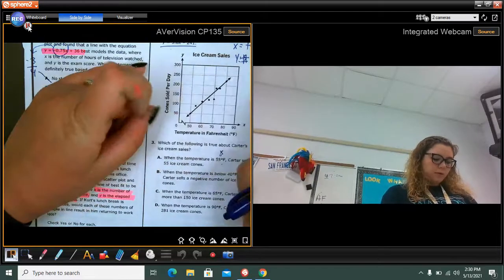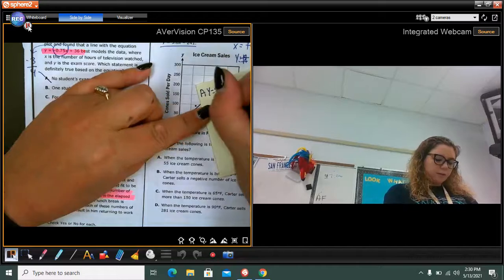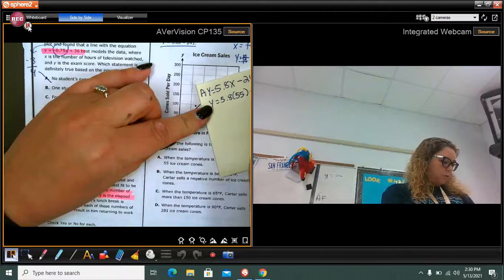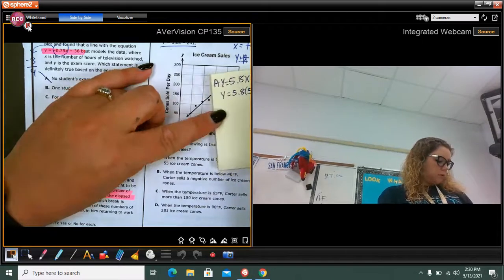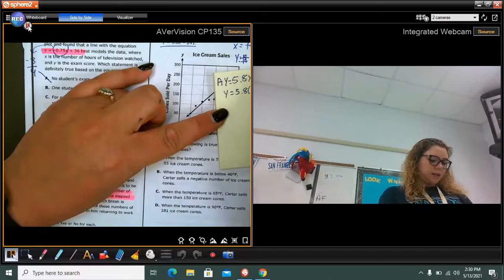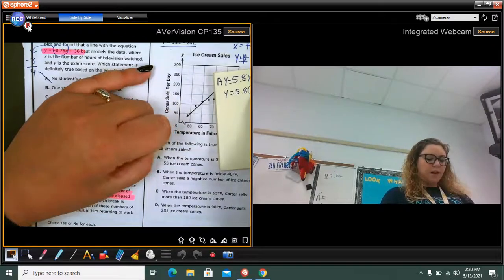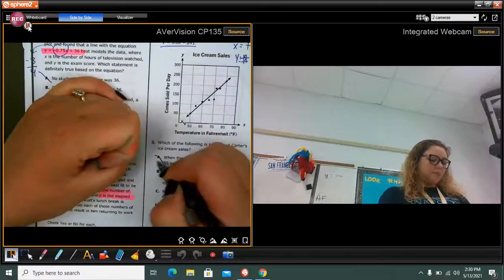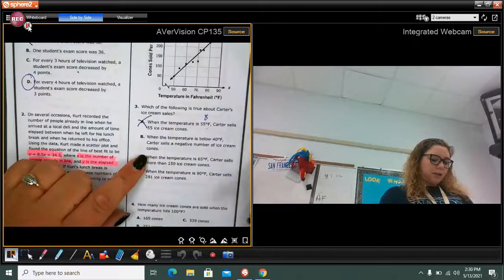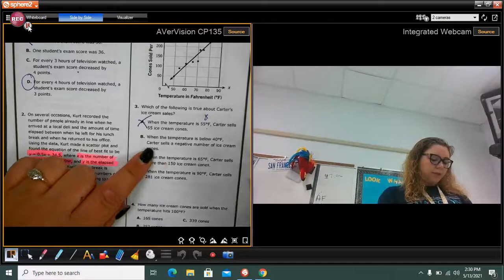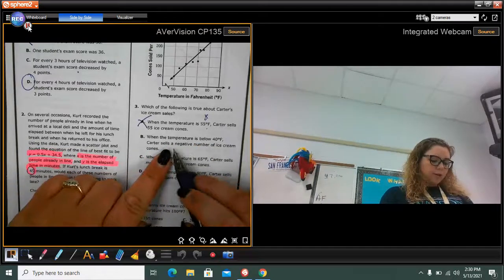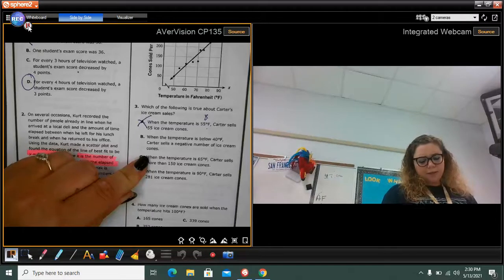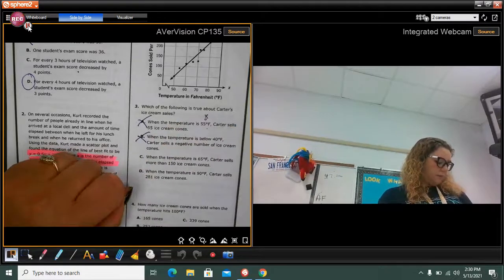So I'm going to use this equation. Plug 55 in for X. Okay, and I'm going to get 78. So when the temperature is 55, I sell 78. Is that the same thing as 55? No, it cannot be A. Let's look at B. When the temperature is below 40, Cordell sells a negative number of ice cream cones. Can you sell a negative number of things? No. Cannot be B.